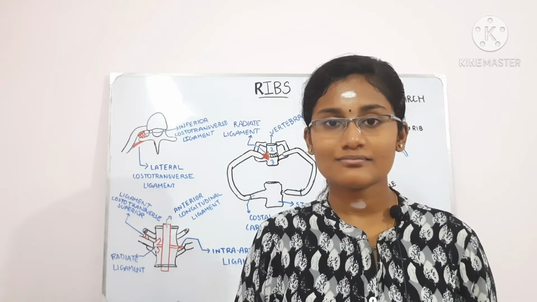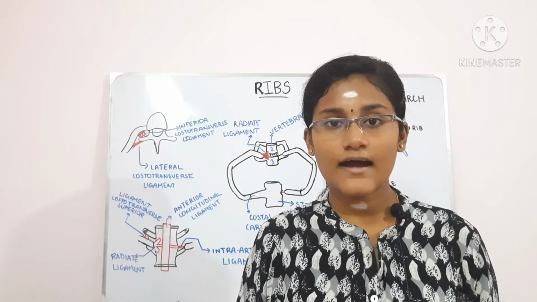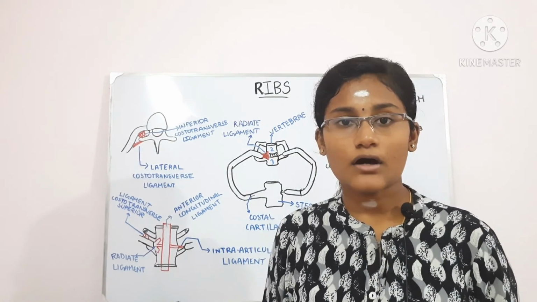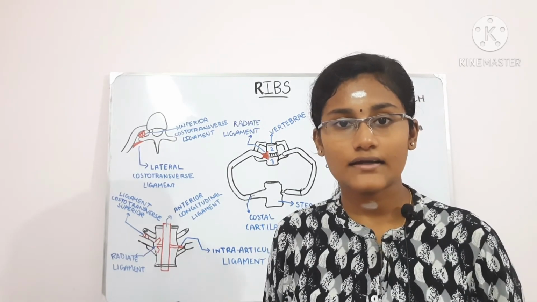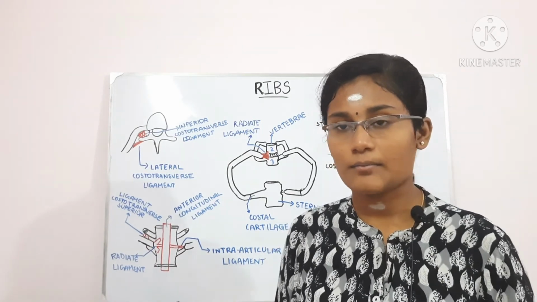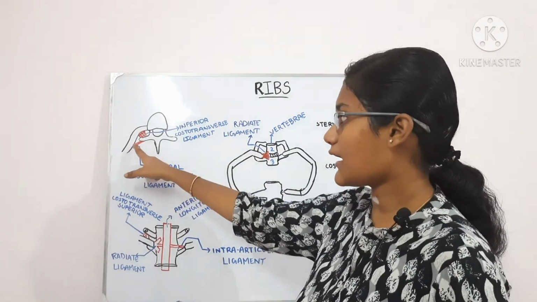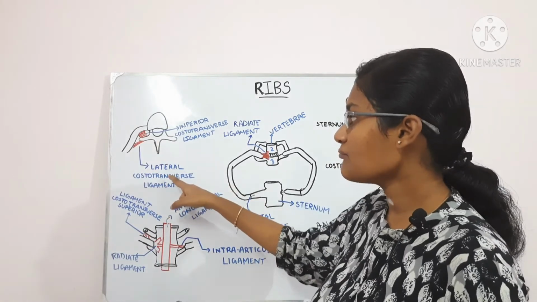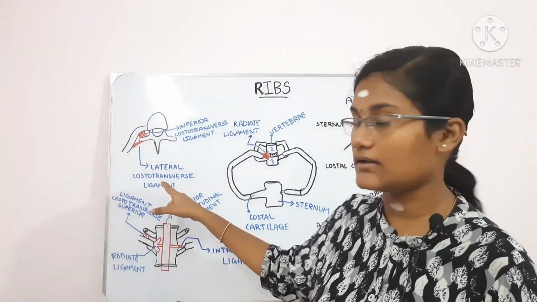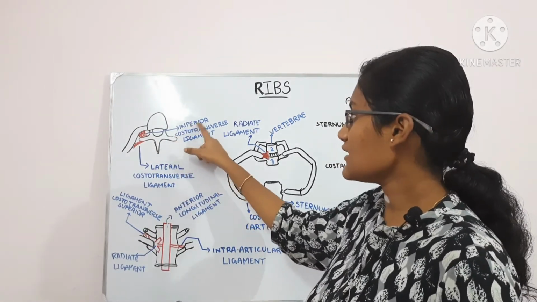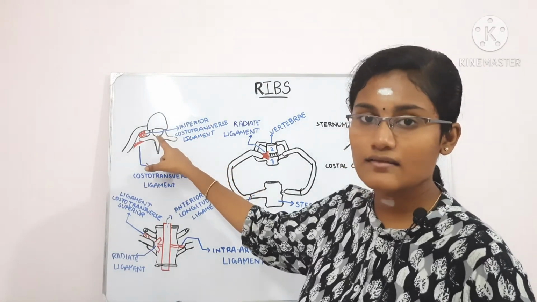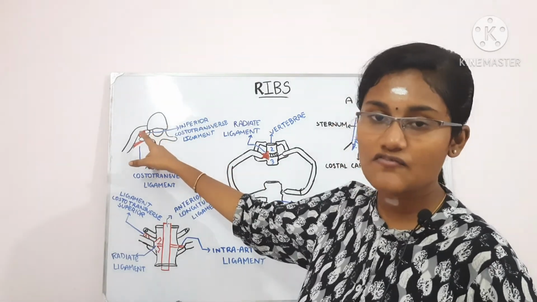Okay, now let's talk about the attachments to the neck. We were talking about a tubercle which has a medial articular part and a lateral non-articular part. The lateral non-articular part of the tubercle gives attachment to the lateral costotransverse ligament. And the inferior costotransverse ligament attaches itself to the posterior rough surface of the neck.